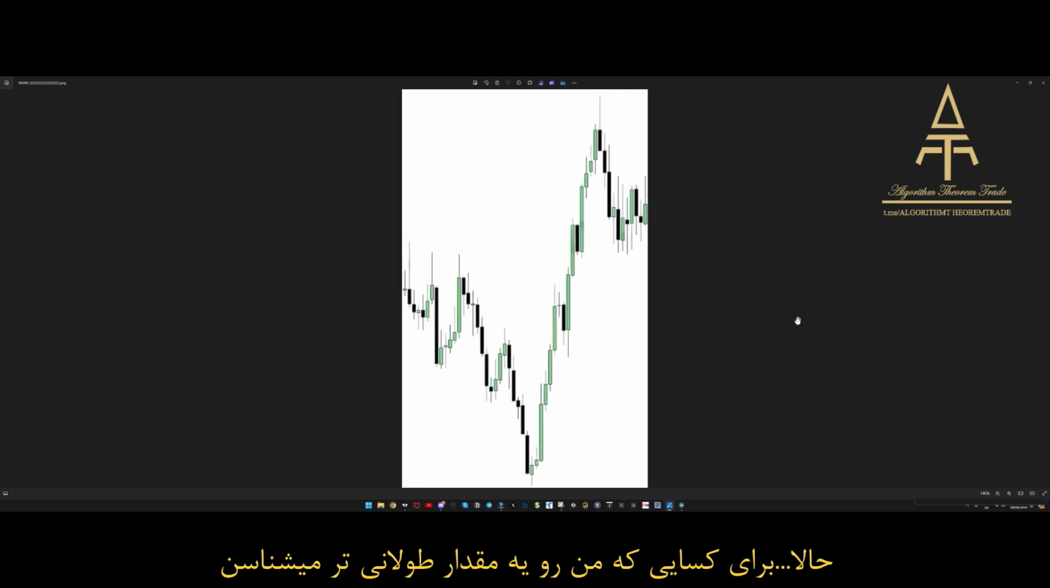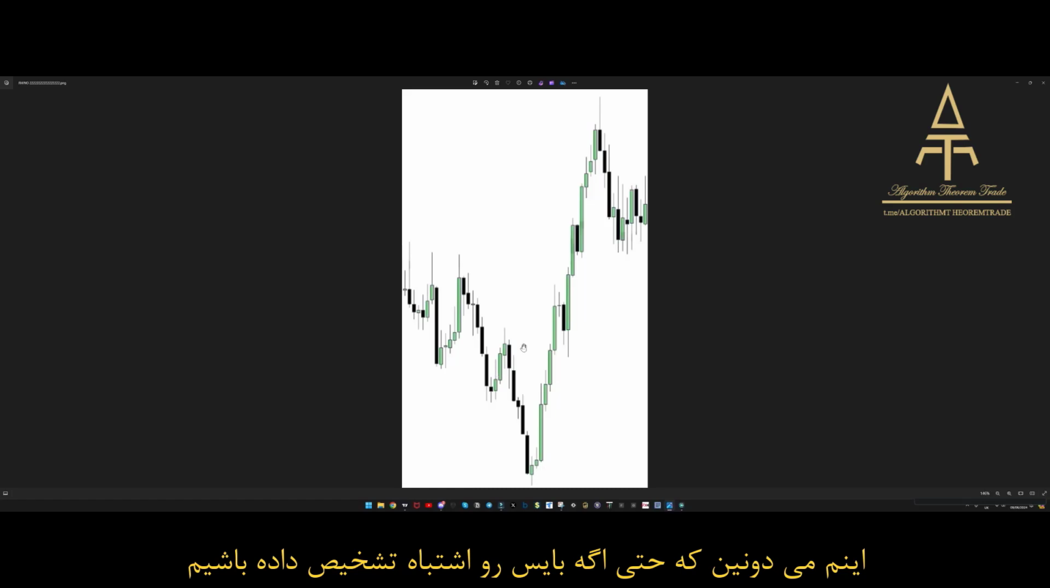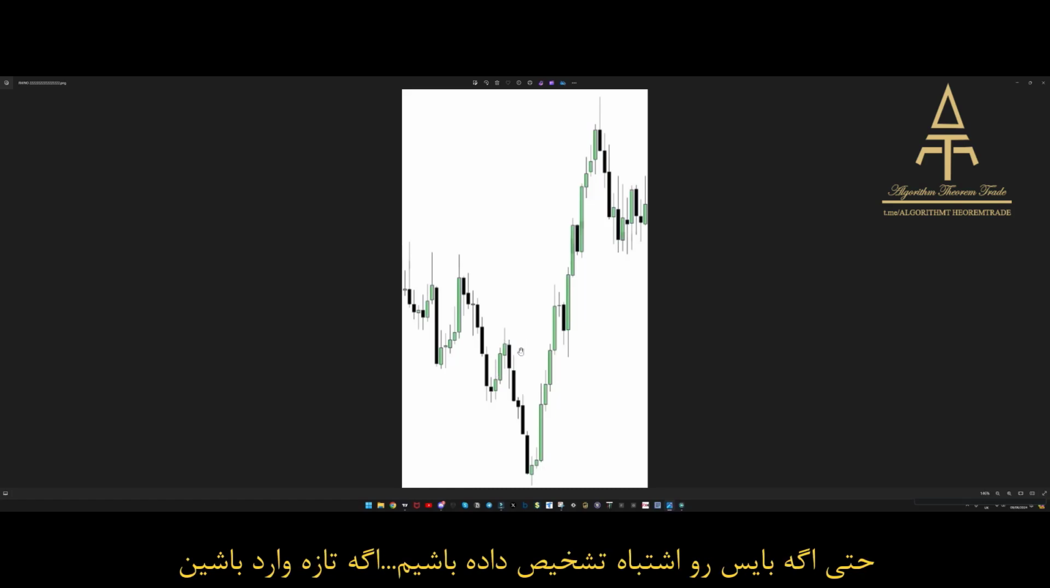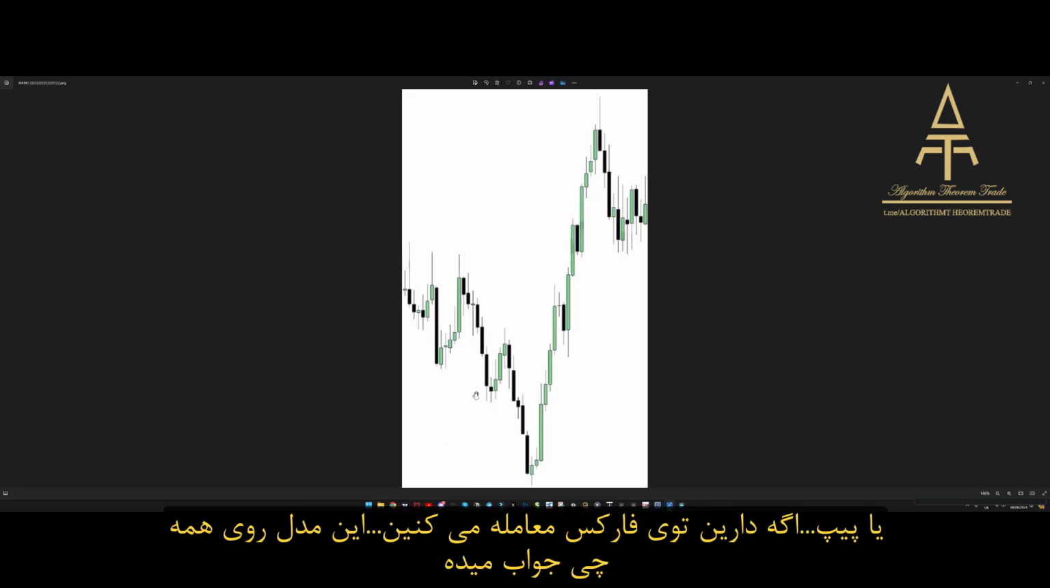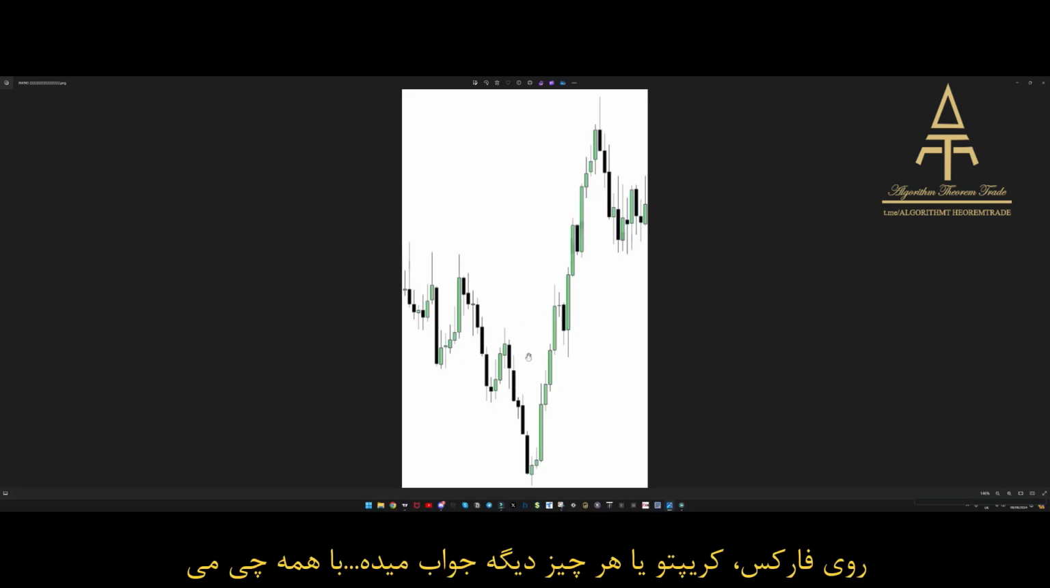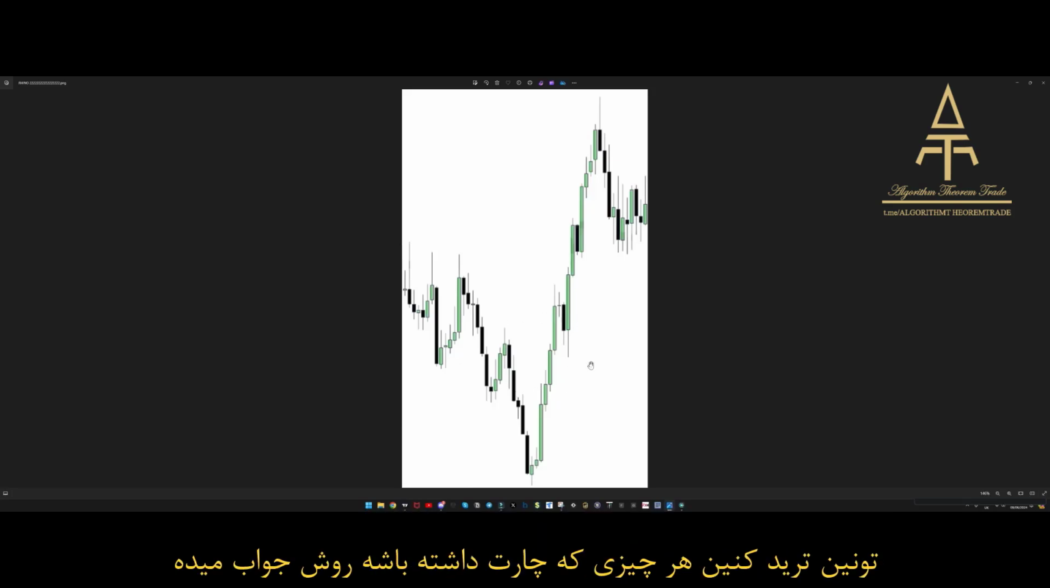Now, for those of you that have known me a little longer, you will also know that even if your bias is wrong, right? So even if you get your bias wrong, because you're new, if you are new, you should be setting goals small, right? You shouldn't be aiming for 20, 30, 40 handles, or pips if you're trading Forex. This works on anything, by the way. Works on Forex, crypto, anything you can trade, anything with a chart, this will work, across the board.